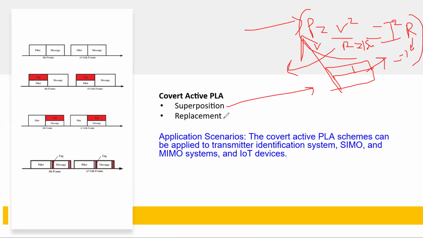So we have another covered active physical layer authentication scheme called replacement. What do you do in this replacement? As you can see here, you replace a certain part of the message with new tags that can be used for authentication. But these parts act and behave as if they are information data, and usually nobody notices that you are changing the packet structure except the legitimate receiver, because he's aware of that and made knowledgeable before the communication starts.